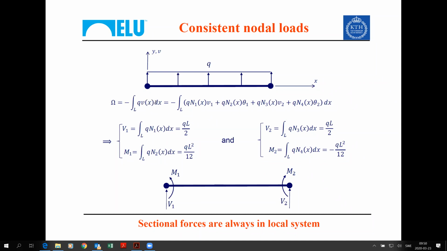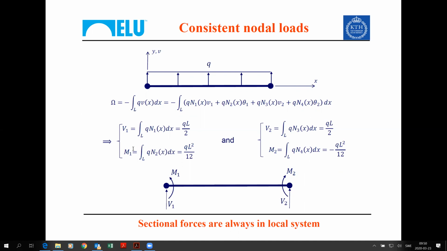We simply replace V of x by the approximation given by the interpolation functions, and we have Q times N1 of x V1 plus Q times N2 of x theta 1, Q times N3 of x V2, and Q times N4 of x theta 2. The first term here will give us V1, the vertical force at node 1, which is the integral of Q times N1 of x dx. And if we perform the integral, it will give us the value QL over 2. This is what we knew.